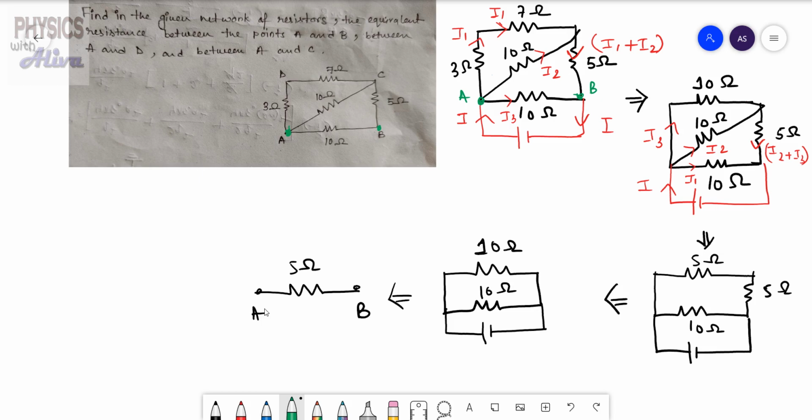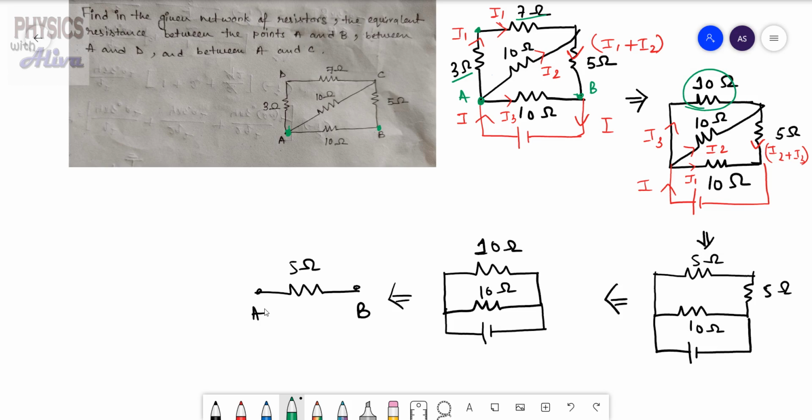Now you can see this 3 ohm and 7 ohm are connected in series, as the same current I1 is flowing through them and only one common junction is there. So we can say that 3 ohm and 7 ohm are connected in series. So we can add them and we get 10 ohm. So see the next structure. We have replaced this 3 ohm and 7 ohm by a 10 ohm resistor.